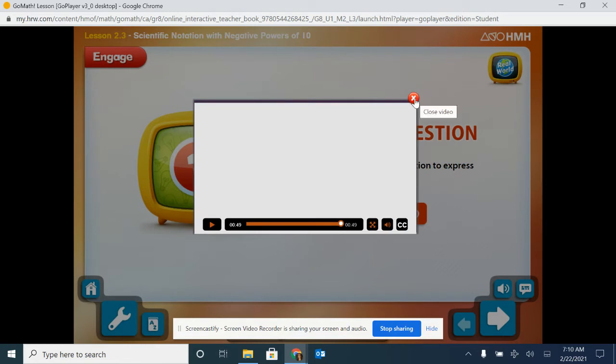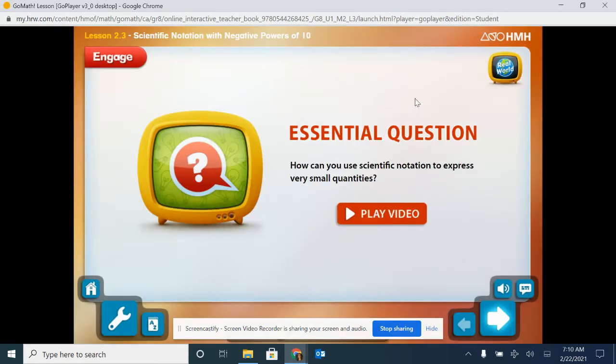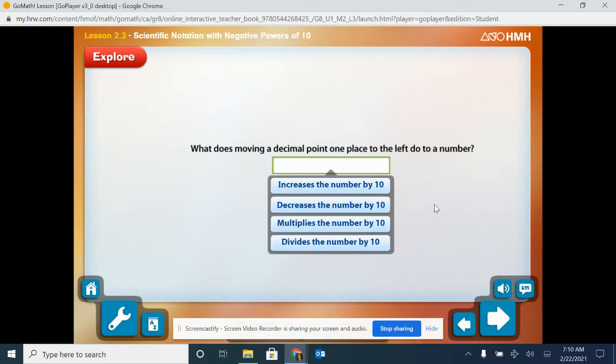Okay, so then you got a tiny number right there, right? 0.000007. Again, my take on this is that the reason why mathematicians invented scientific notation is because they didn't want to write too many zeros. So that's why this method was invented. But that's just my thinking, okay? What does moving a decimal point one place to the left do to a number?